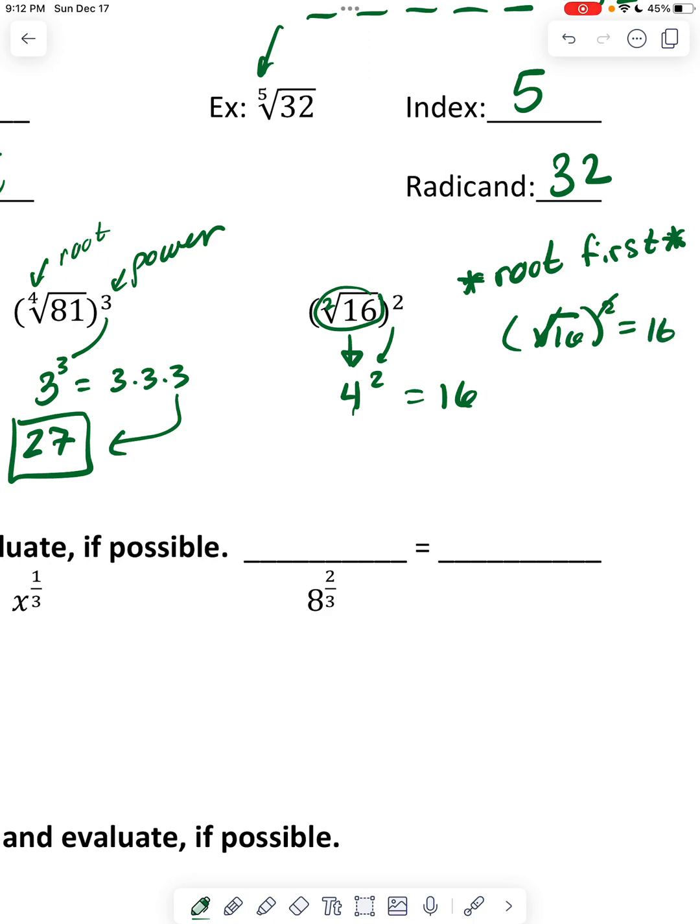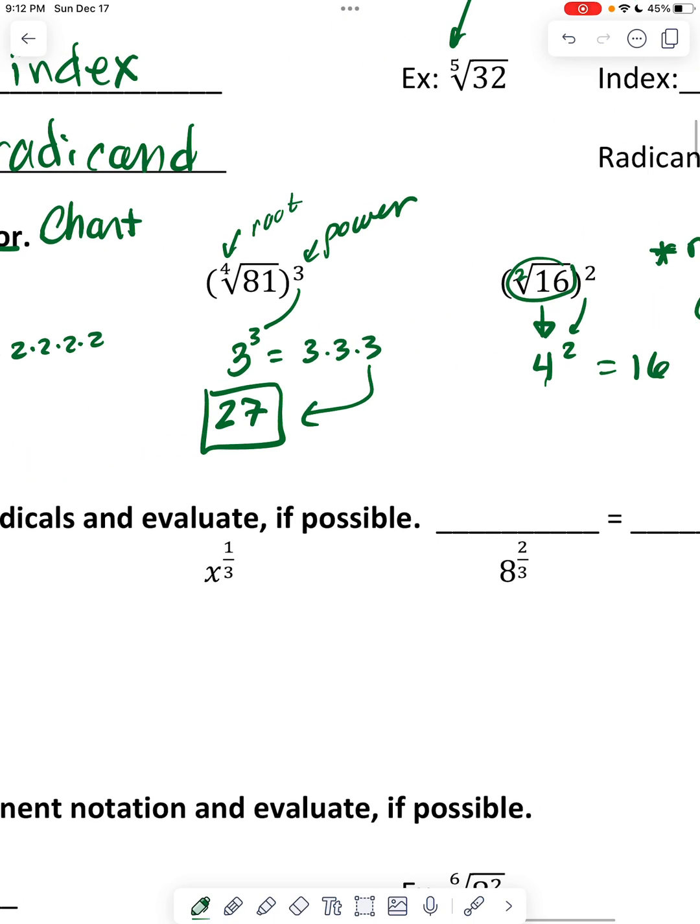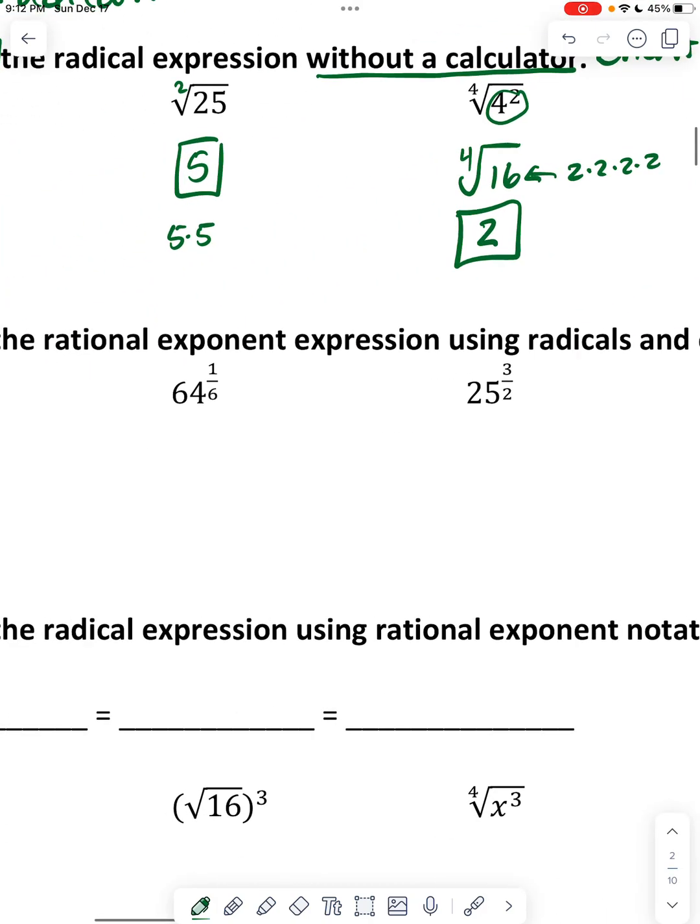My dog's about to make some noise, it sounds like. Always got to weigh in on these math notes.